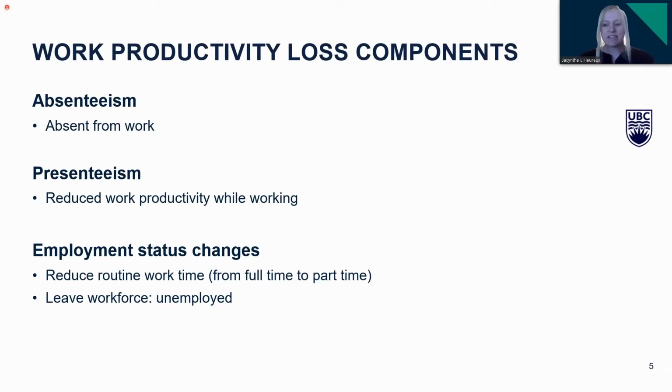Work productivity loss includes three main components: absenteeism, that is when people are absent from work due to health problems; presenteeism, which refers to reduced work productivity while working; and employment status changes, which captures changes in work time. For example, changing your schedule from full-time to part-time, or even stopping work completely.